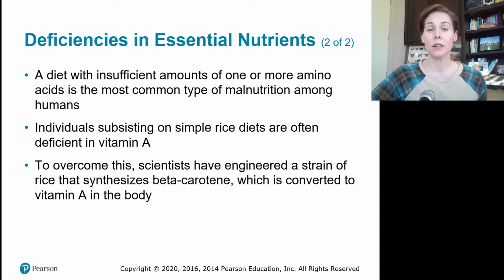Individuals subsisting on simple rice diets are often very deficient in vitamin A. So in Asian cultures where they're eating mainly rice, there's not a lot of protein or other grains to get the different minerals and vitamins. They can be incredibly deficient in vitamin A especially. And science is a wonderful thing because they've been able to engineer a strain of rice that is converted into vitamin A after they consume it. So it's like a superfood in a way. If it's grown and if they consume it, then they're able to overcome that deficiency that's very common.